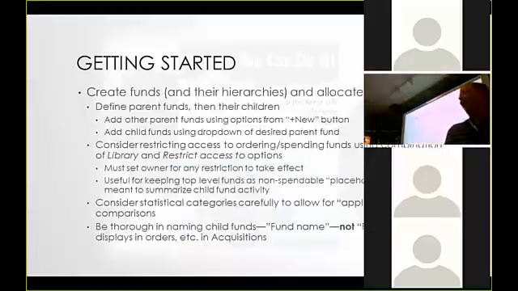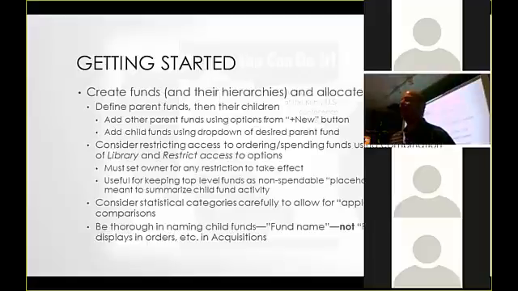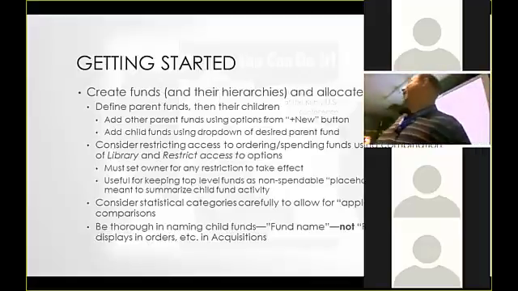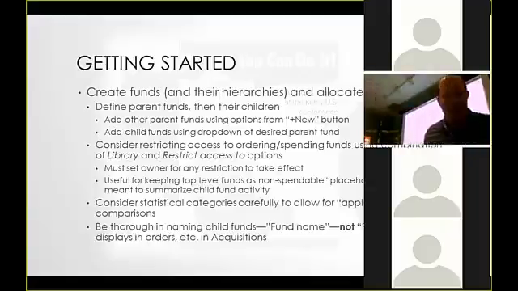Finally, you're getting to the good stuff. Hierarchies and allocating them. Always define your parent or top-level funds first, and then their children. You can always add other parent funds using the options from the new button, but note that you add child funds using the drop-downs of any desired parent fund. I've been working with this, and I actually got all the way down to 12 levels of children and could have kept going. I figured that was more than enough for anybody. If you've got that many levels, well, you probably have bigger problems to worry about.